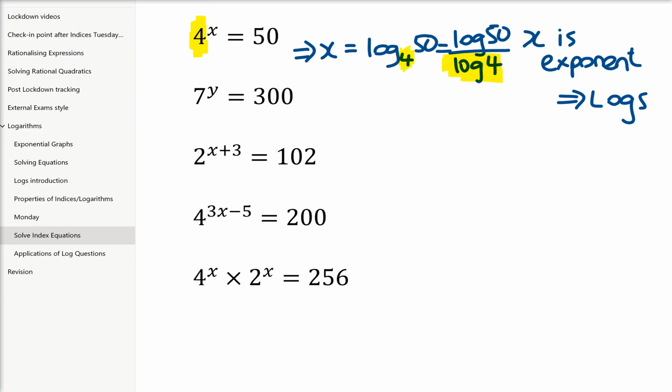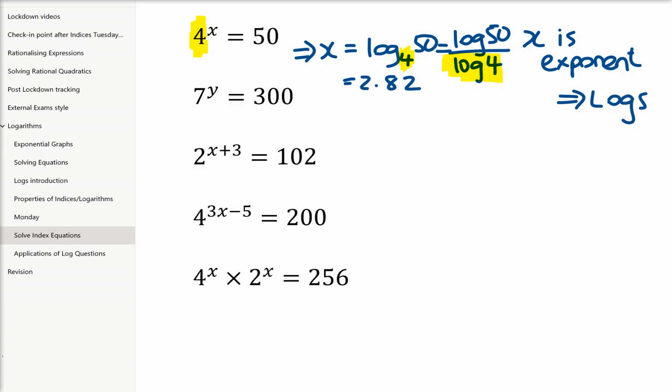You're happy with that? Chuck it into your calculator, you should get an answer of 2.821. 2.821, what sounds of it? 2.82. Yep. That is 2.82. Right.